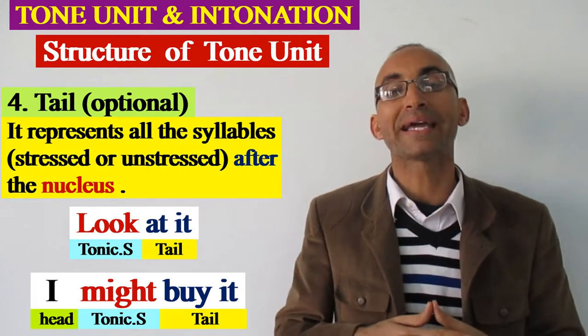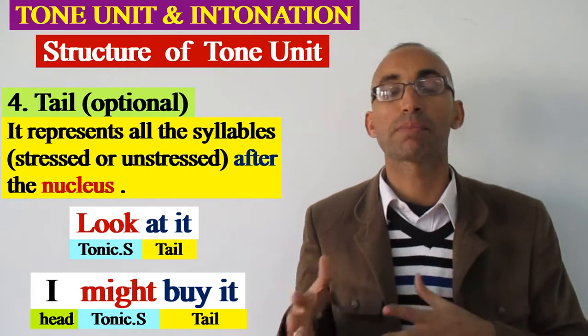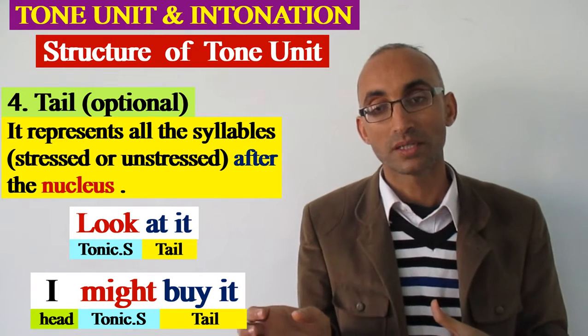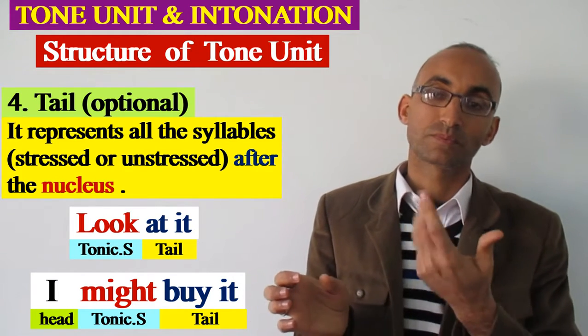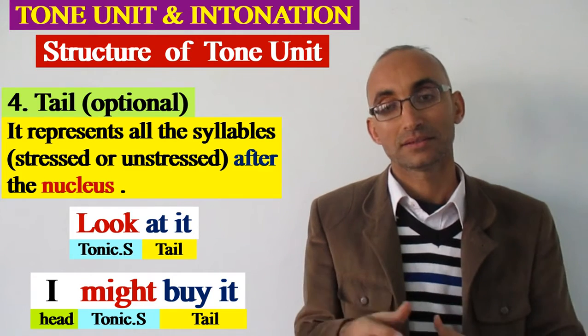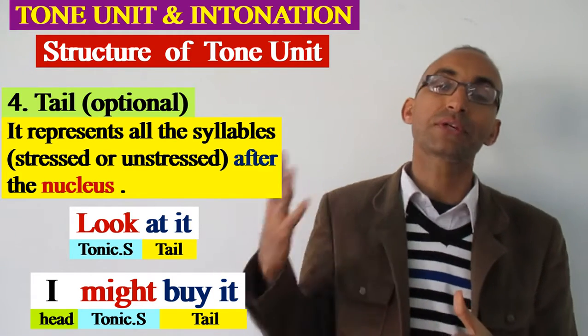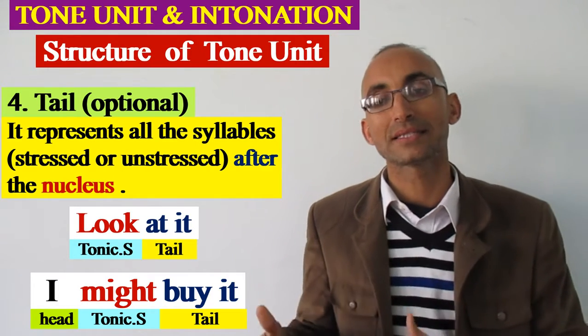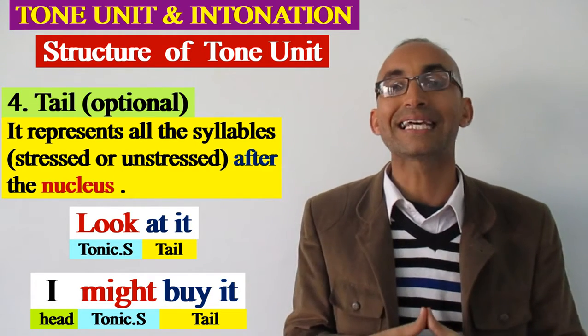Also, I might buy it. Right, I might buy it. So here, might is my tonic syllable. And before it, I have I as my head. And after it, I have buy it. Two syllables, buy it, represent my tail.